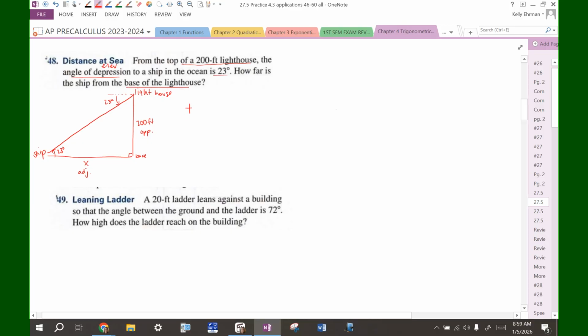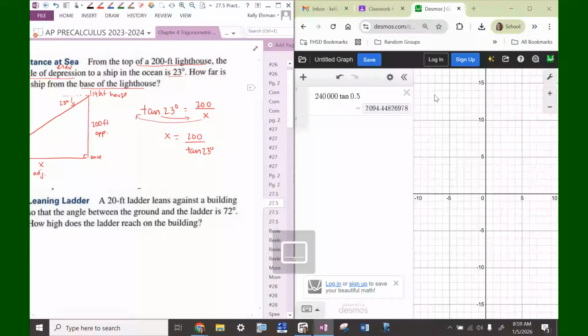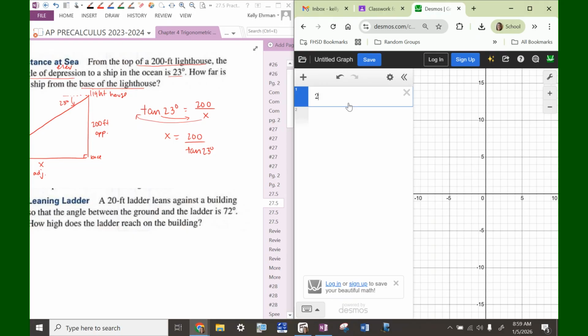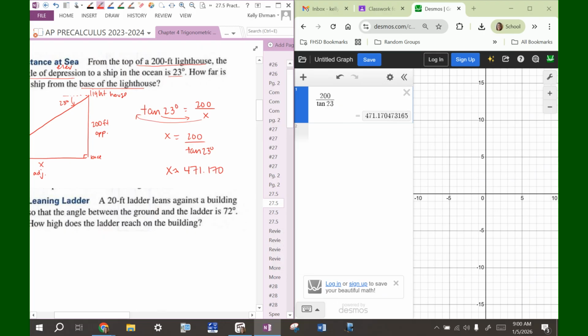All right, so using tangent, the tangent of 23 degrees equals 200 over x. Remember, to solve for this, you multiply x over here, and then you're going to turn around and divide the tangent to the other side. So it will be 200 divided by the tangent of 23 degrees. And let's see what that comes out to. So I'm getting 471.170. What's it measured in? Feet.